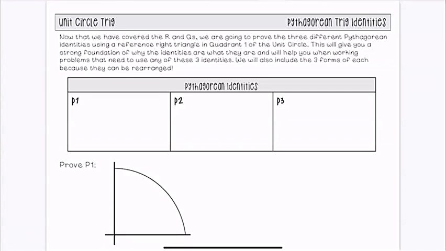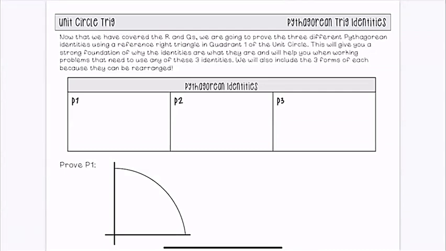Up at the top here, it says now that we've covered the R's and Q's, reciprocal and quotient, we're going to cover, or prove, sorry, the three different Pythagorean identities using a referenced right triangle in quadrant 1 for the unit circle. This will give you a strong foundation of why the identities are what they are and will help you in working problems that need to use any of these three identities.